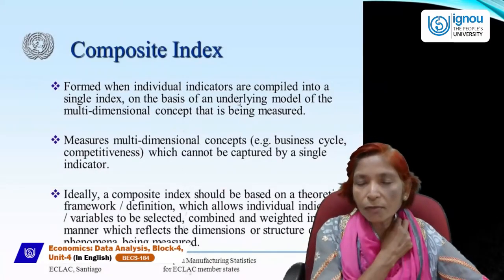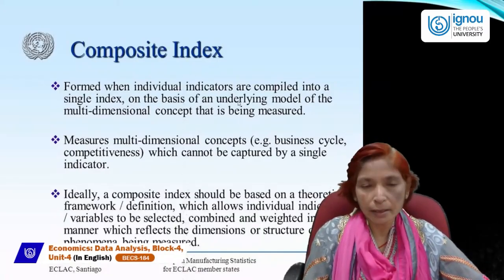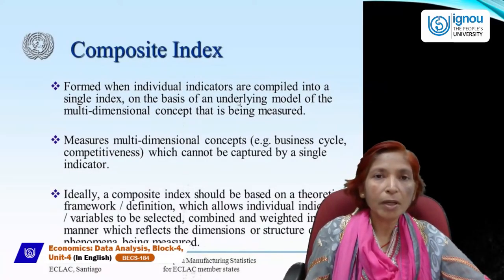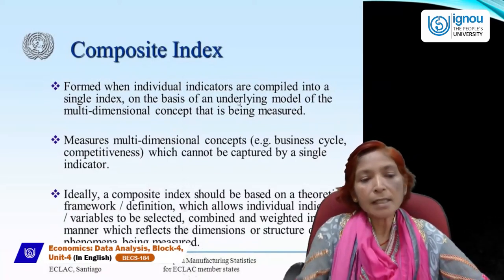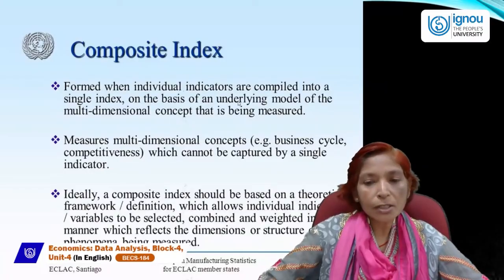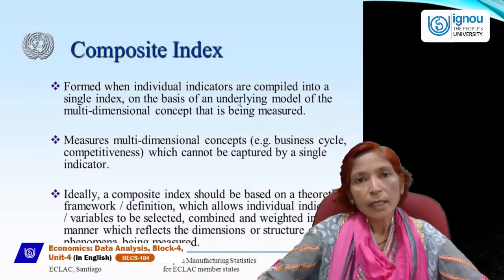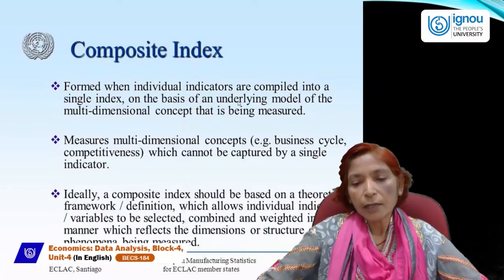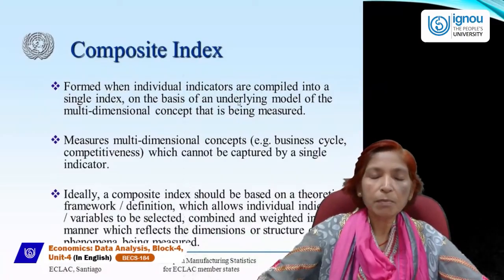These are the four stages of the business cycle which can't be captured by a single indicator. That's why, if we want to study the business cycle, it will be called a composite index, not only a simple index. Ideally, a composite index should be based on a theoretical framework or definition, which allows individual indicator variables to be selected, combined, and weighted in a manner which reflects the dimensions or structure of the phenomenon being measured.